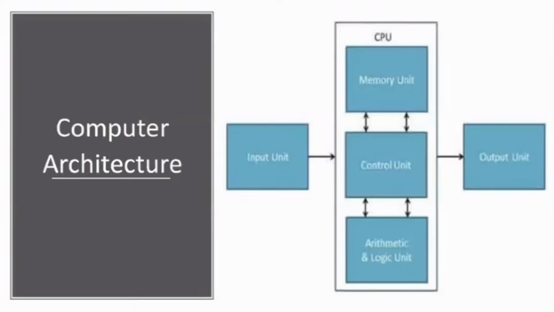Then let's move on to computer architecture. So in our computers, I explained we need to input our data to our computer. Then we have to process it inside our computer. Then we have to get it outside. So this is the computer architecture. We have the input unit, then CPU, then output unit.